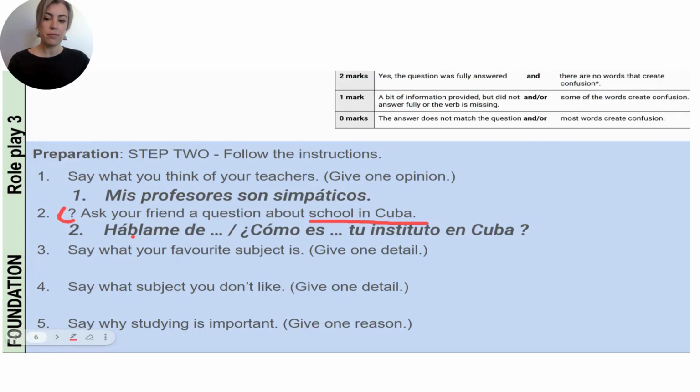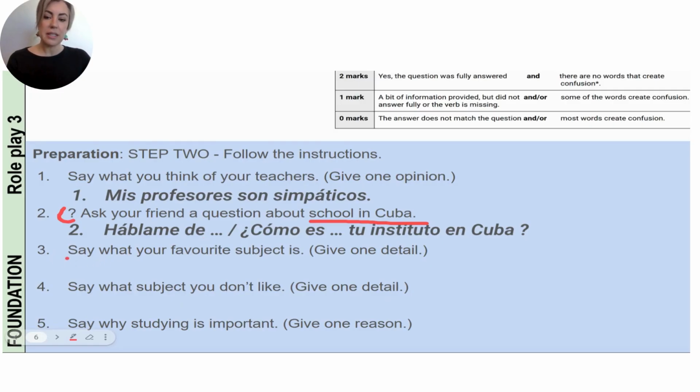So the options are, háblame de, for every time we have to ask a question, háblame de tu instituto en Cuba, tu escuela en Cuba, o cómo es, what is it like? ¿Cómo es tu instituto en Cuba? So easy, okay? We can use háblame de in any single case here. So that's why it always goes first in my model answers.